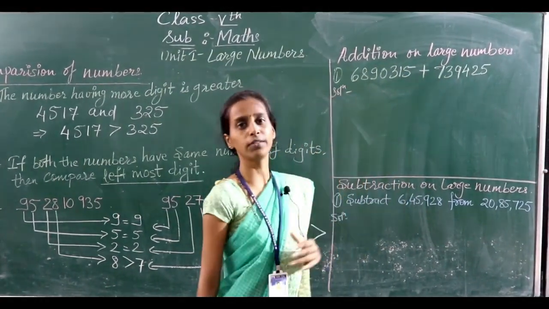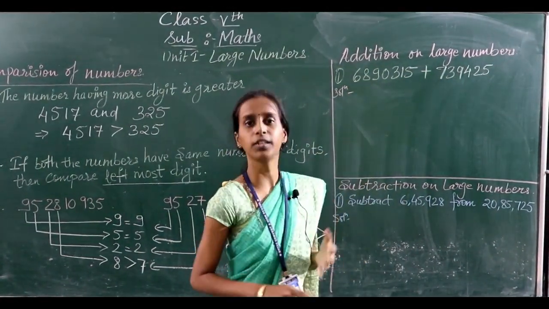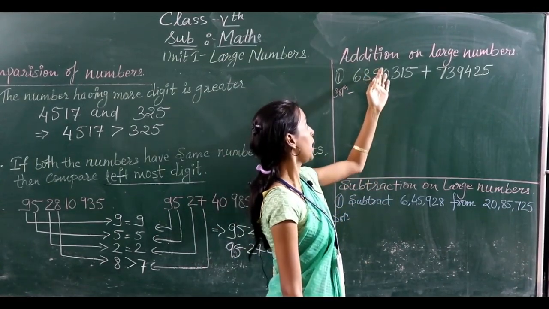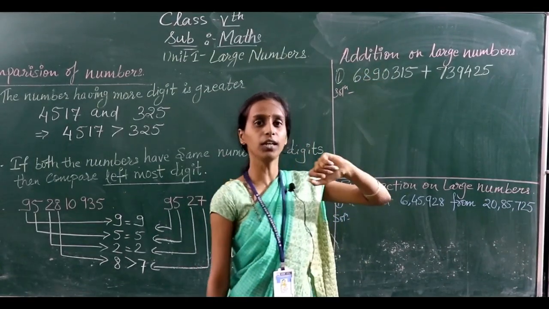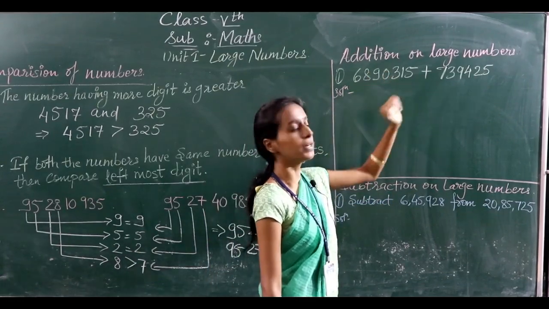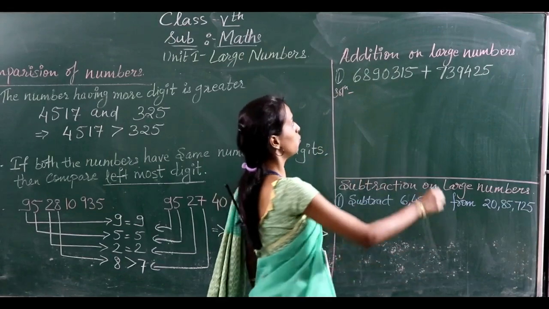Okay, all of you have done addition of 2-digit numbers, 3-digit numbers, 4-digit numbers. But what if we have large numbers? Sometimes we make mistakes. So how do we do large number addition? First, what should we do?